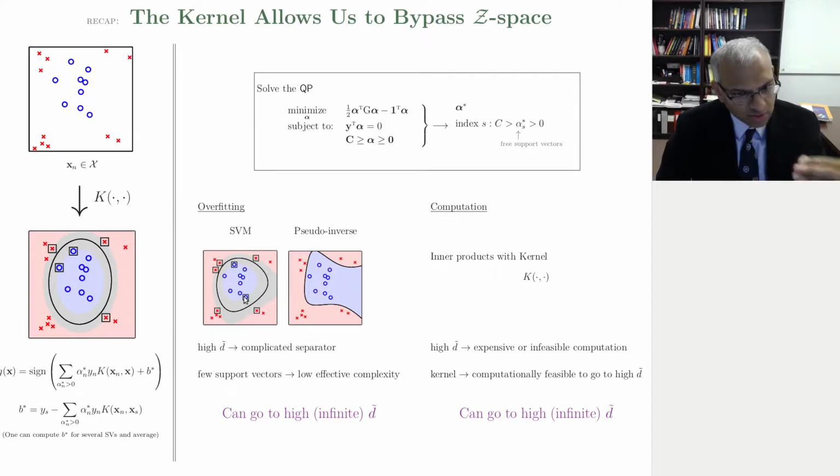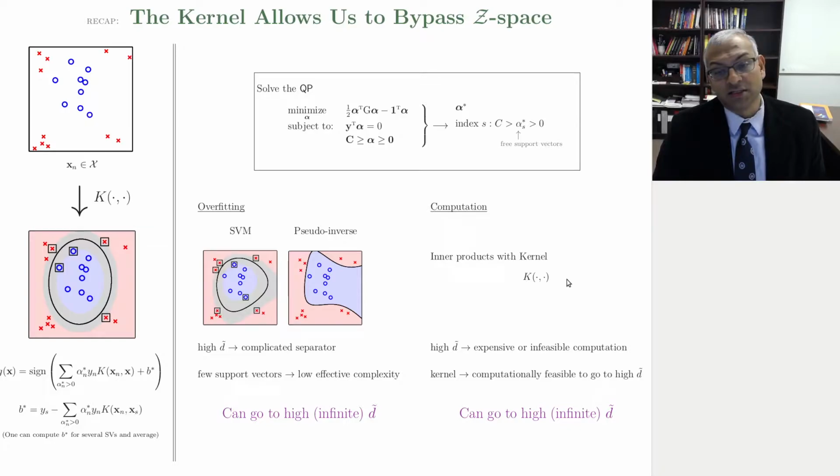Okay, and this suggests we can go to large dimensions. We can go to almost perhaps infinite dimensions while not losing control of E out, because we are in some sense optimally, maximally regularized. And it's a very nice algorithm because it's not iterative. It's a quadratic programming algorithm, which we know how to solve. And last lecture, we addressed the computation issue.